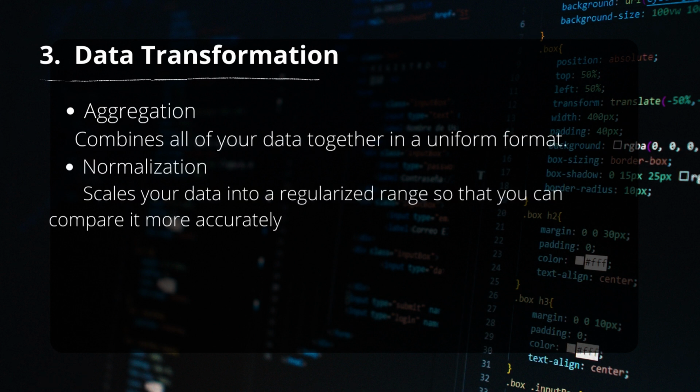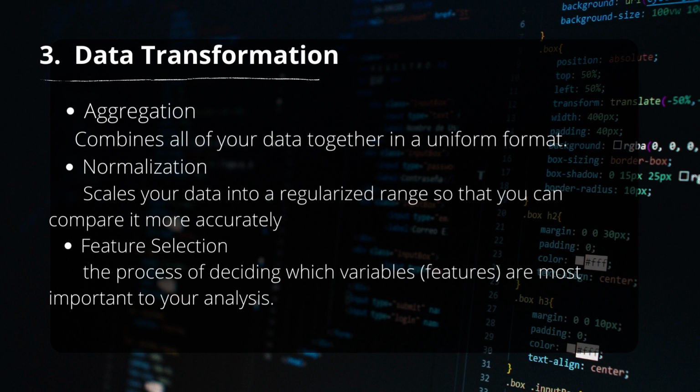Number 2 is normalization. Normalization scales your data into a regularized range so that you can compare it more accurately. For example, if you are comparing employee loss or gain with a number of companies, some with just a dozen employees and some with 200 plus employees, you'll have to scale them within a specified range like 0 to 1, and so on. That is normalization. The next thing we look at in data transformation is feature selection.